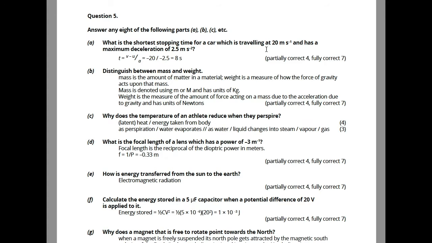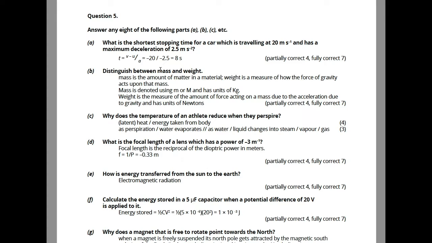Right, first one, shortest stopping distance, car traveling 20 meters. This is just simply using one of the formulas, V equals U plus AT. So they've rearranged it here and they found the answer. Check it out, right? I'll put these answers up on a link so you can print them out, look at them, go over them again.